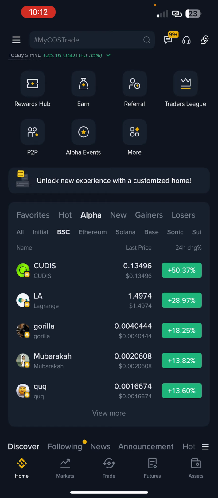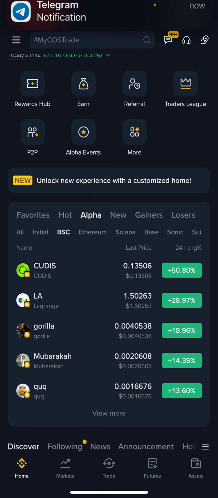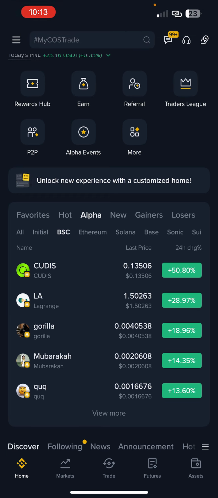So newsflash: this video is about the Binance Alpha program, and it's a program they started to encourage people to interact more with Binance, with tokens listed on Binance, to hold more of the token and get incentivized with Binance points.